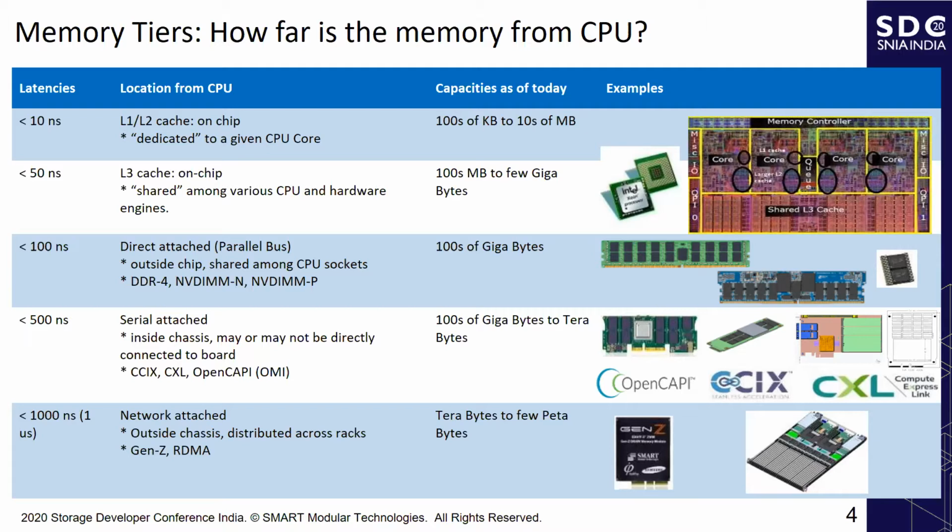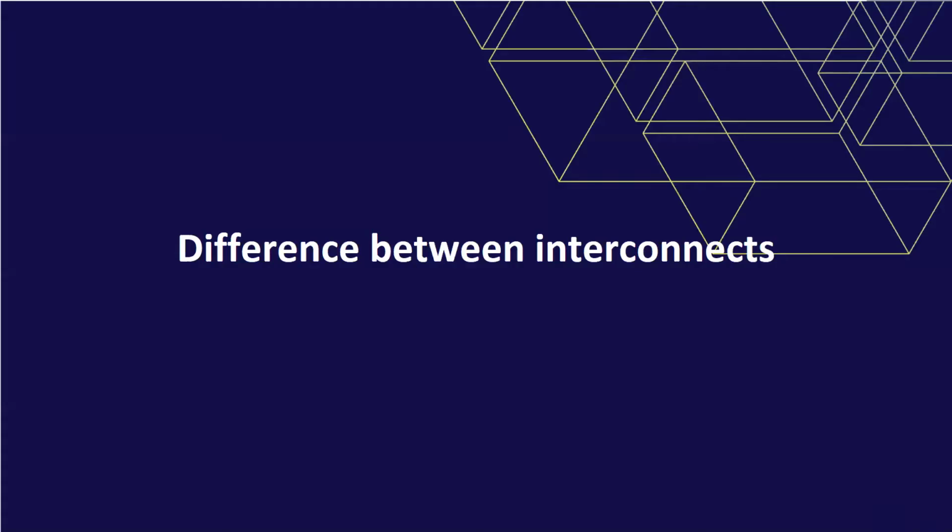Today, however, our focus is on fabric attached or network attached memories. This is where Gen-Z and other similar protocols like RDMA come into the picture. Here, we are talking about moving the memory into a different rack outside the server chassis, so you are accessing a shared pool of hundreds of terabytes or even a petabyte of memory across various nodes. So our discussion is towards the far end, which is network attached memories. But before we go there, let's do a comparison between direct attached, serial attached, and network attached memories.